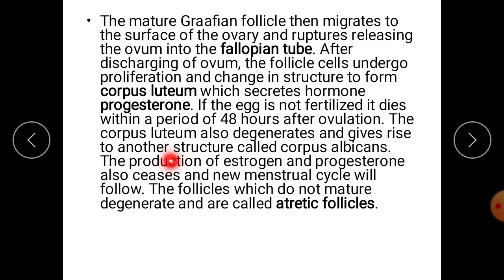gives rise to another structure called corpus albicans. The production of estrogen and progesterone also ceases, and new menstrual cycle will follow. The follicles which do not mature degenerate and are called atretic follicles. These are degenerating follicles. Okay, so that's about the histology of the ovary.